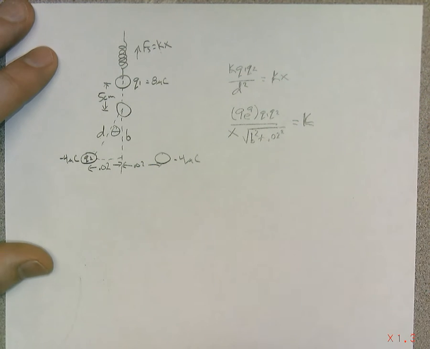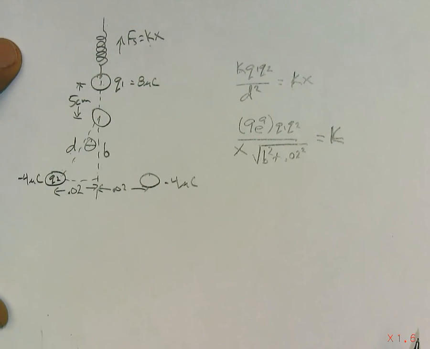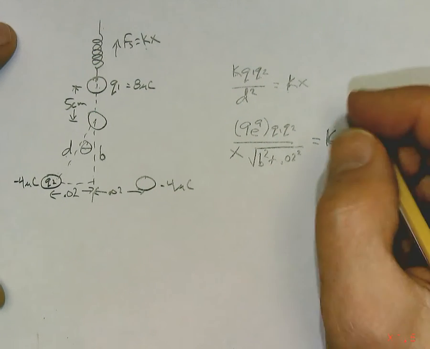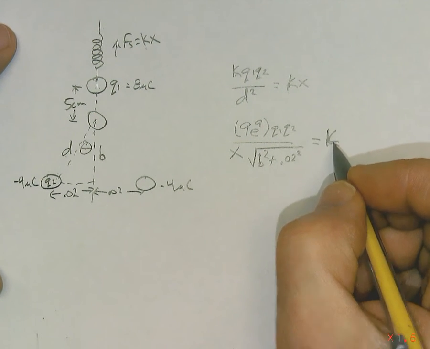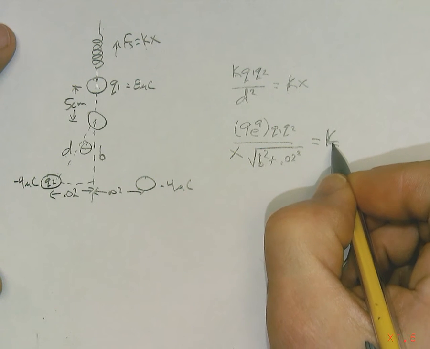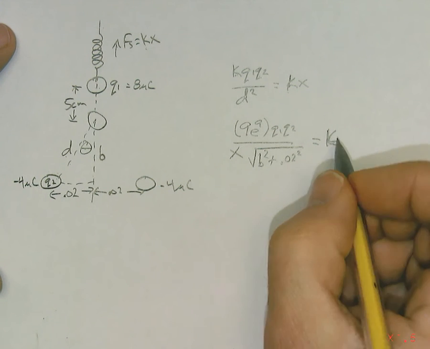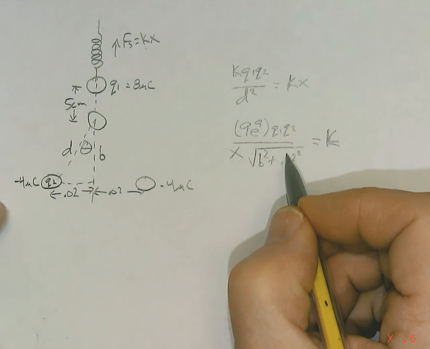But here, let me zoom in one more here. I don't know if that'll help or not. There we go. So this is the spring constant we're looking for, but I've missed something here already.